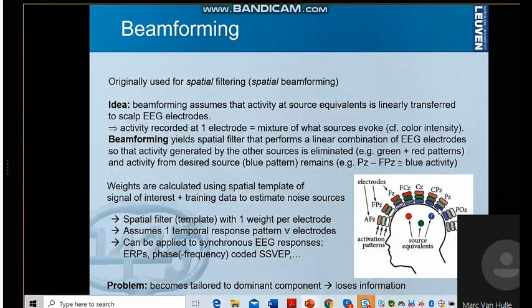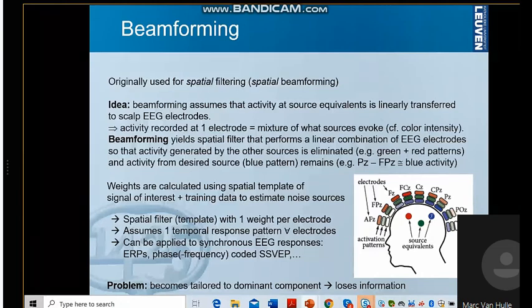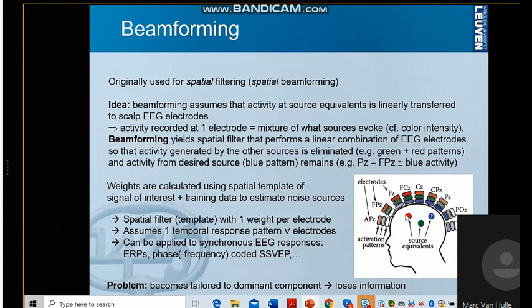By the different colors here, you see different mixtures being picked up. And what is beamforming then doing? Beamforming is weighing the contribution from these different electrodes in such a way that the source of interest is resolved. For example, if you're interested in the blue source in the brain, then a good way to do it is to subtract FPZ from FCZ, for example. Then you will see that the common parts will disappear, and the blue thingy will remain.